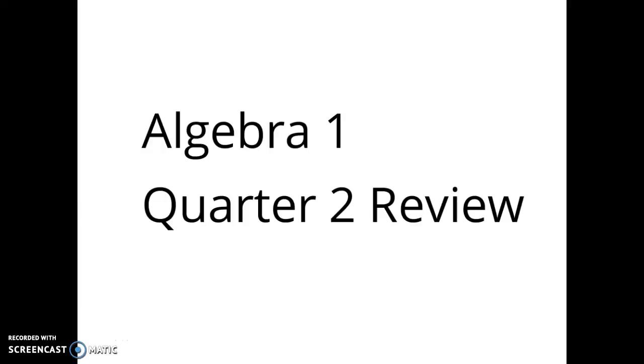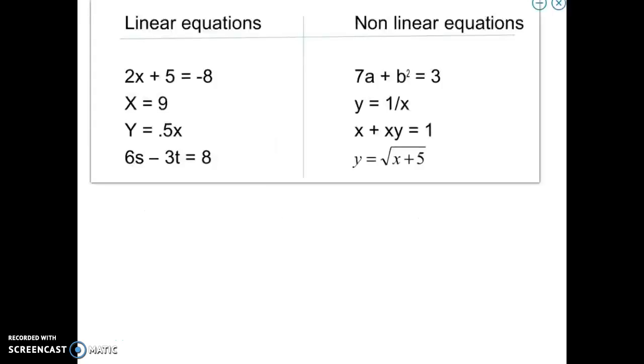Okay, young people, we have just finished our quarter two assessment, and now we're going to review what we have learned. First, we talked about what linear equations are versus nonlinear equations. On the left are linear equations.